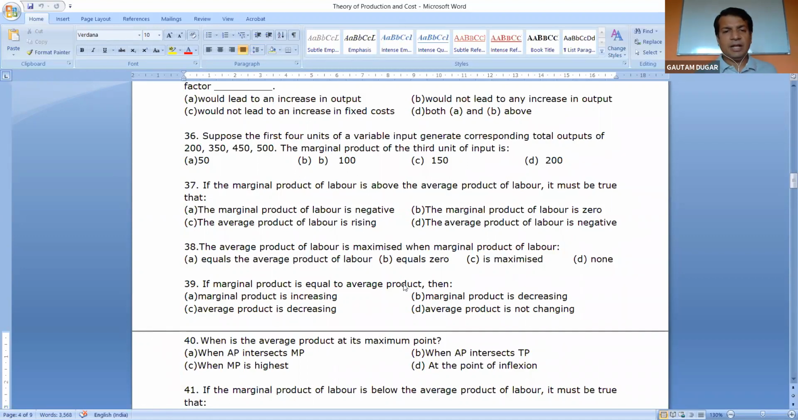38. The average product of labor is maximized when the marginal product of labor... Yes, Sanjana Tiwari answers right. The answer is A, equals the average product of labor. Yes, Ashwini, Lakshmi and others, you're right. It's A. The diagram we have seen now is a masterpiece for answering a lot of questions based on this.